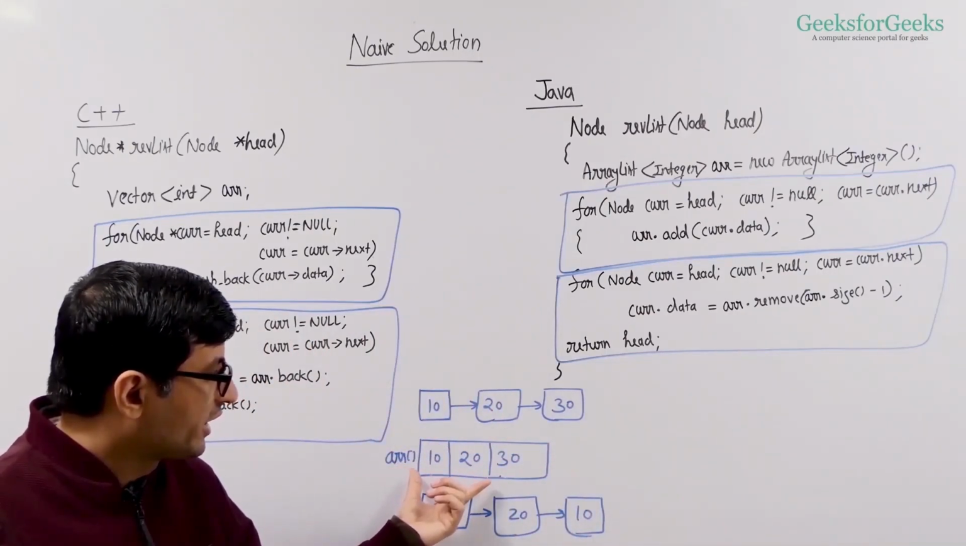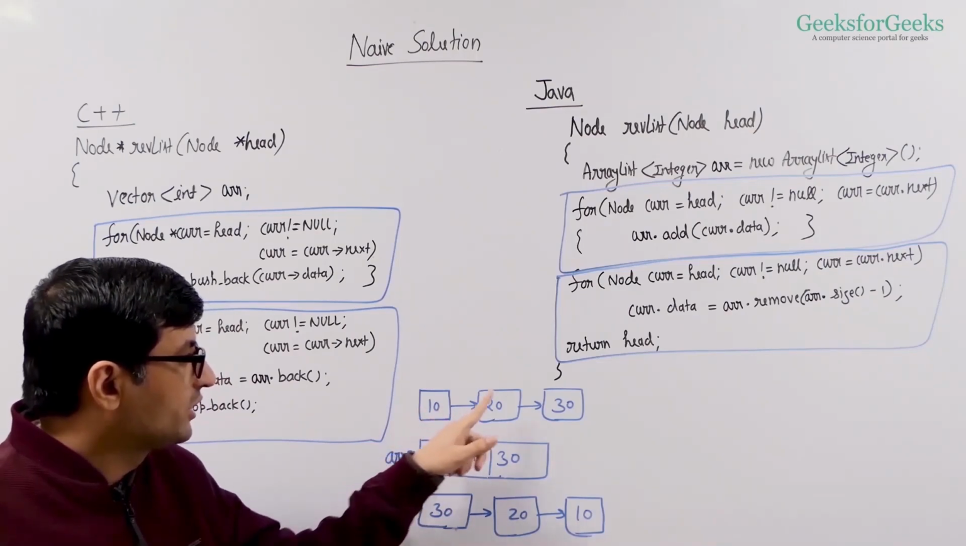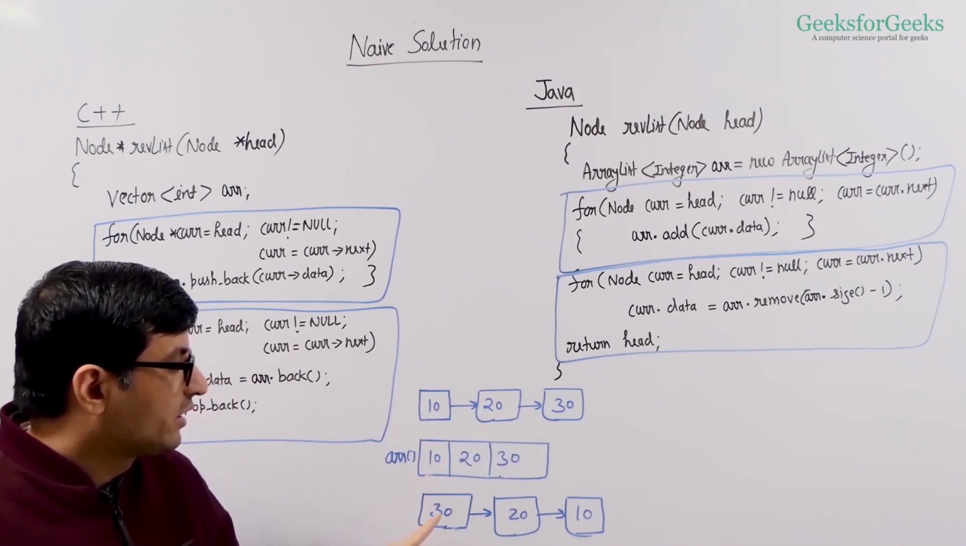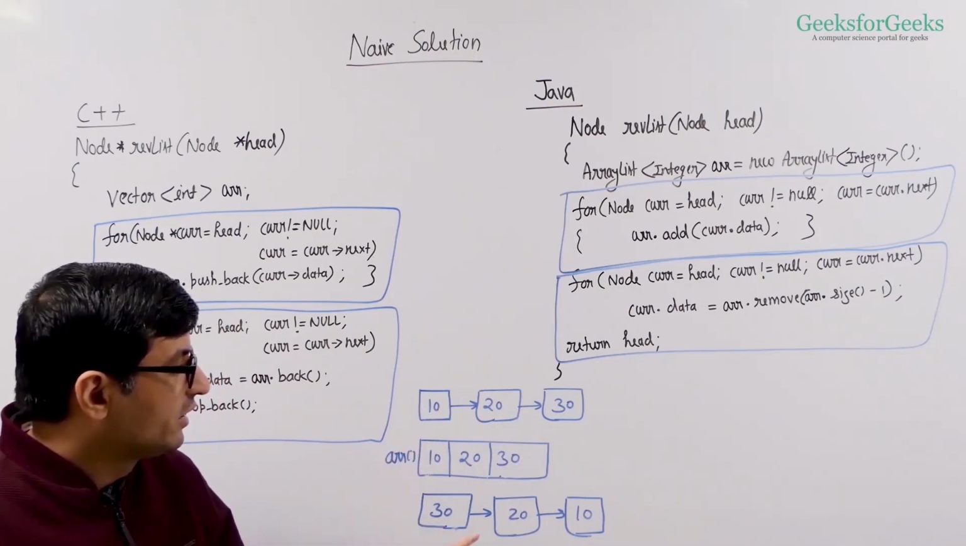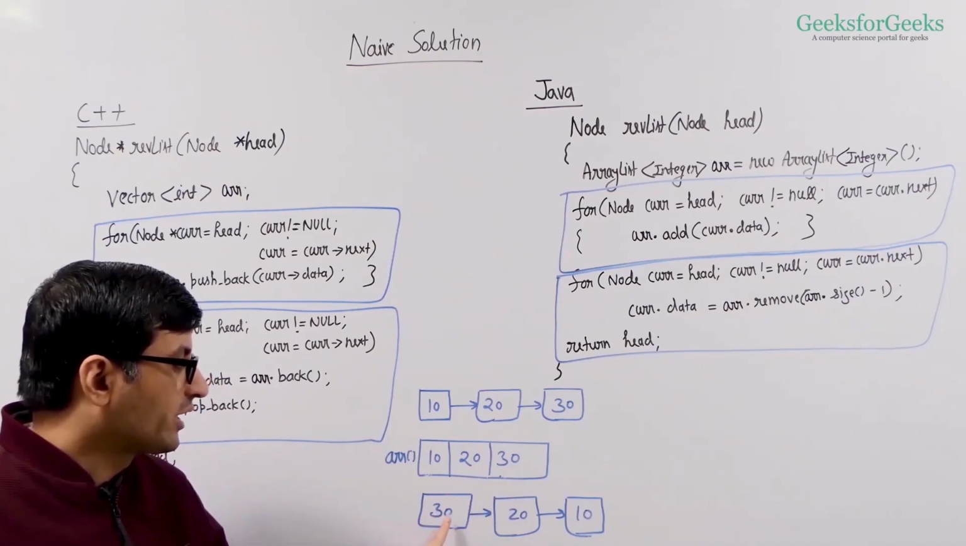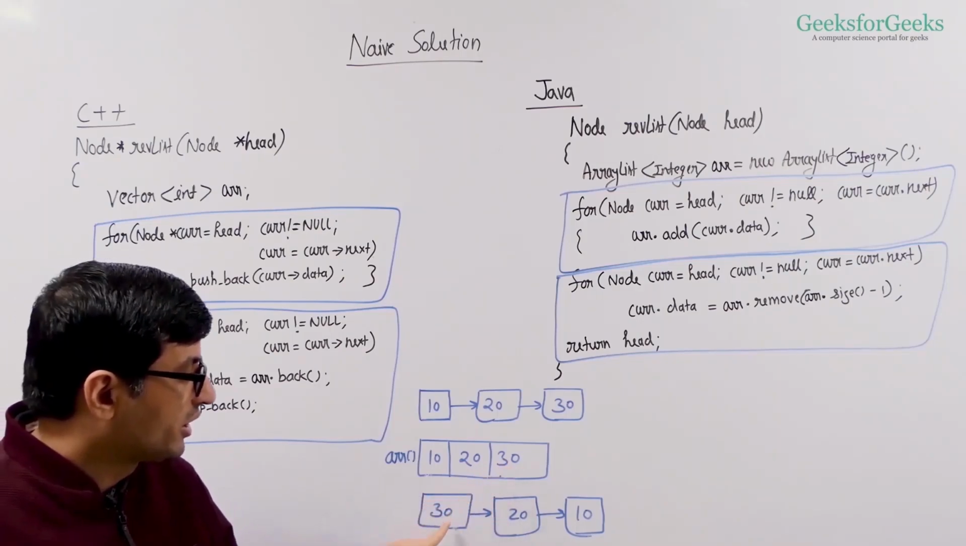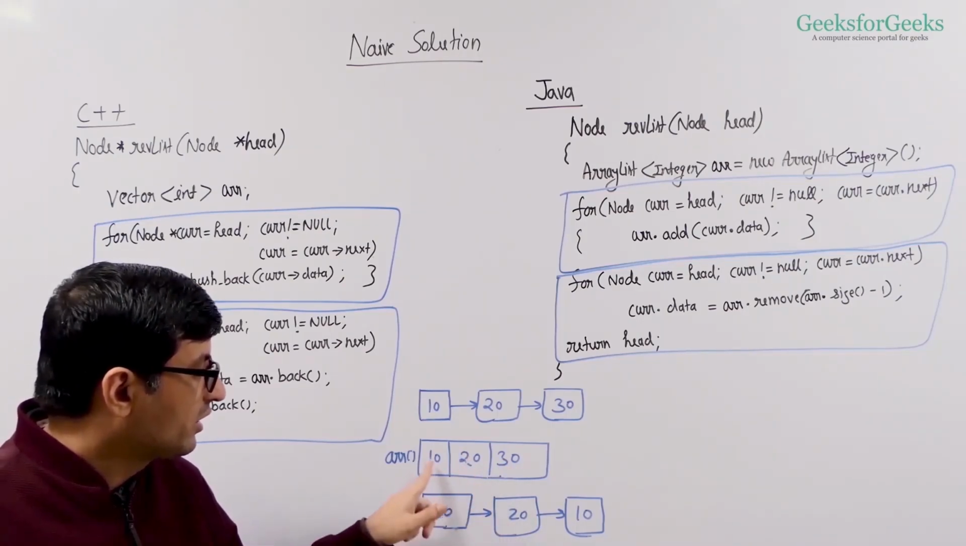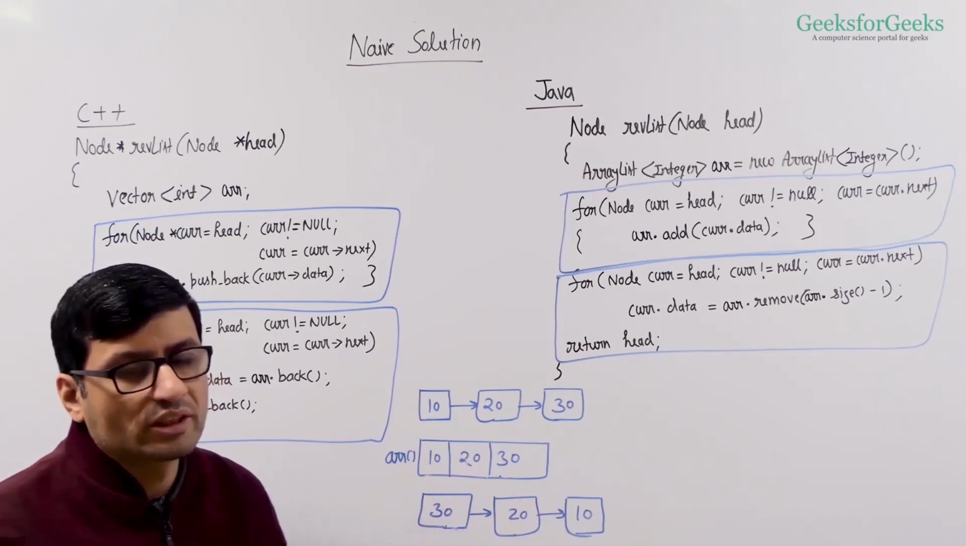We create an auxiliary array. We copy the content of the linked list into this auxiliary array. Then we traverse this linked list again and we copy the contents of this auxiliary array back into the linked list in reverse order. So we copy 30 first, then we copy 20, then we copy 10. So we get the reverse linked list.